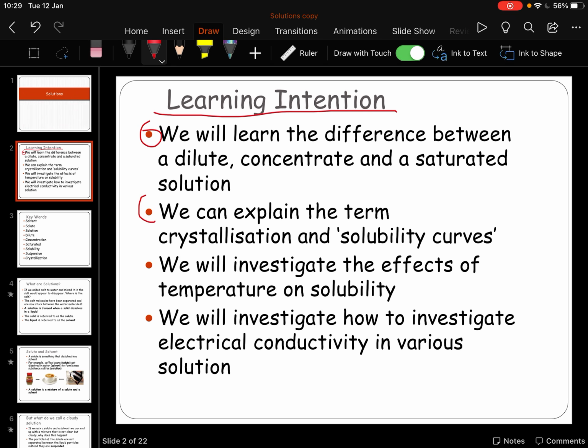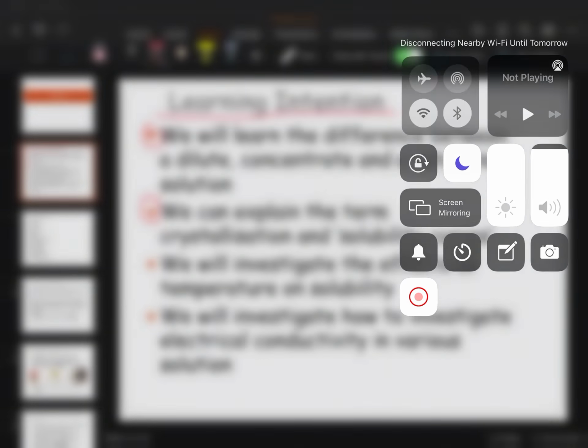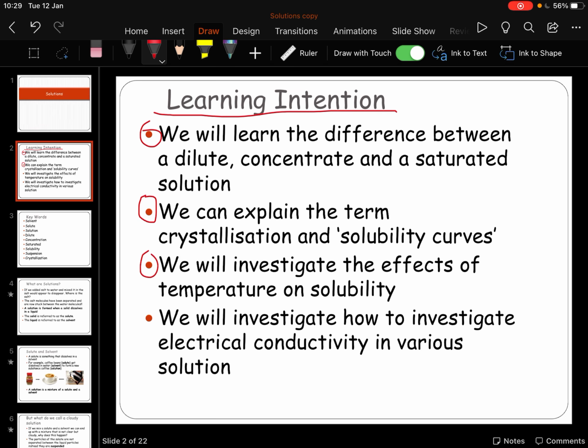Number 2, we will be able to explain the term crystallization and solubility curves. Okay, so you will be able to explain that. Number 3, we will investigate the effects of temperature on solubility. Okay, that'll probably be part 2, but hopefully we'll see. And number 4, we will investigate how to investigate electrical conductivity in various solutions. Okay, that's very badly phrased, but you get the idea. We will investigate electrical conductivity.